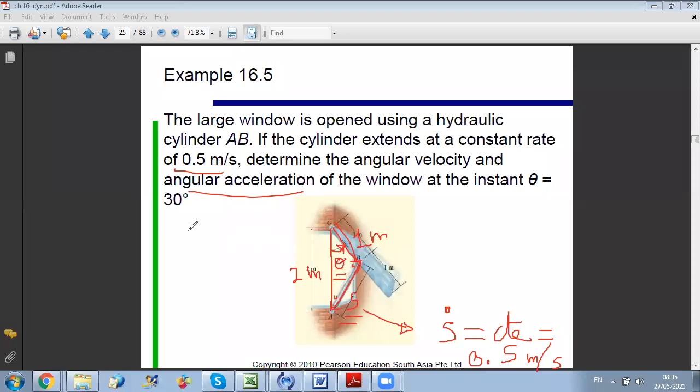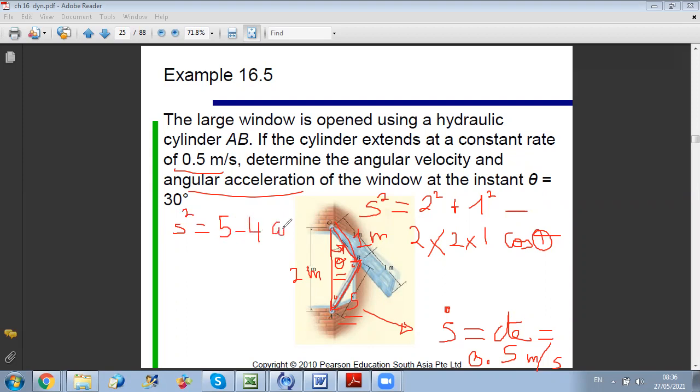So from cosine law we can write that S square is equal to 2 square plus 1 square minus 2 times 2 times 1 cosine theta. So S square is equal to 4 plus 1, it's 5, minus 4 cosine theta. Now our purpose is to find a relation between S and theta. This is the relation. It's very good. This is the first step.